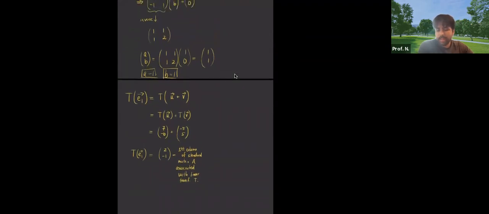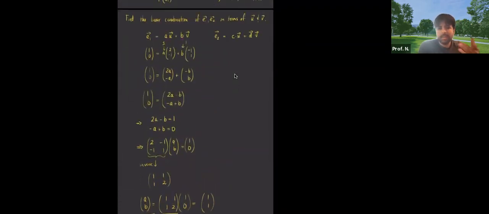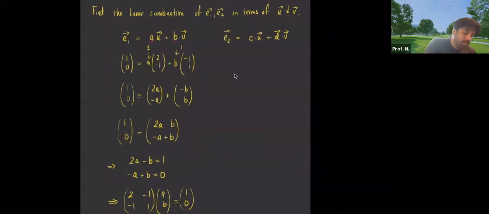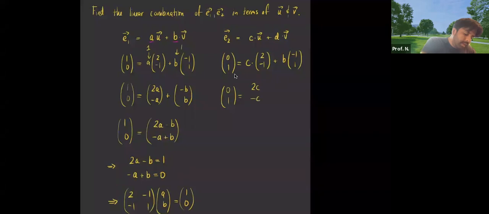I need the second column of A. Now, what do I need to do? I do the same exact thing that I did here, except now I'm using E2 instead. So it's the same idea. E2 is 0, 1. I want to figure out what C and D are. Sorry, this should not be a vector here. This is a scalar. I want to know what C and D are. So I know U is 2, negative 1. I know V is negative 1, 1. So this becomes 0, 1 equals C times 2, negative 1 plus D times negative 1, 1.